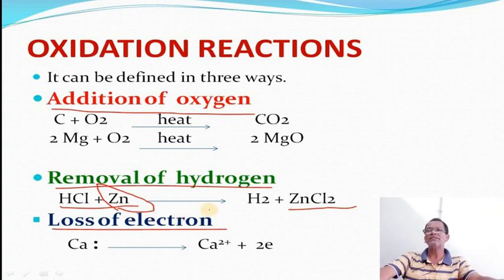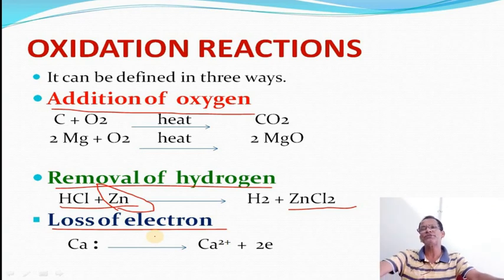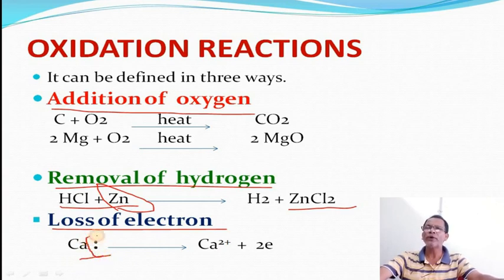Oxidation is also called loss of electrons. Here calcium, its atomic number is 20, so its electron configuration is 2, 8, 8, 2. That means it contains 2 electrons in the outermost shell. When these two electrons are removed from the calcium atom, it converts to a calcium ion after loss of 2 electrons. That's why it is an example of loss of electron. Calcium converts to calcium 2+. So it is an example of oxidation reaction.